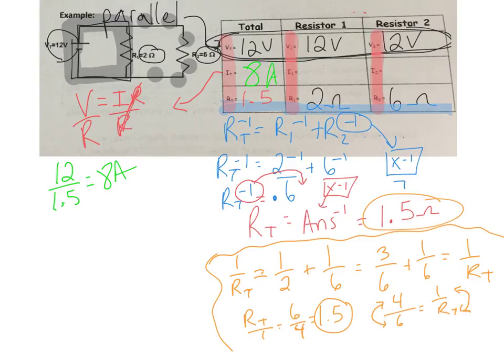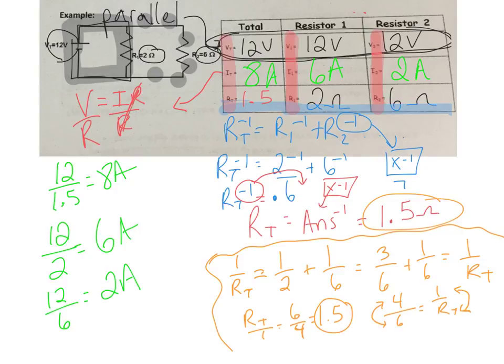Can do the same thing for the first resistor, past the total. So 12 divided by 2 is going to give me a total of 6 amps. And 12 divided by 6 for my last resistor will give me 2 amps.